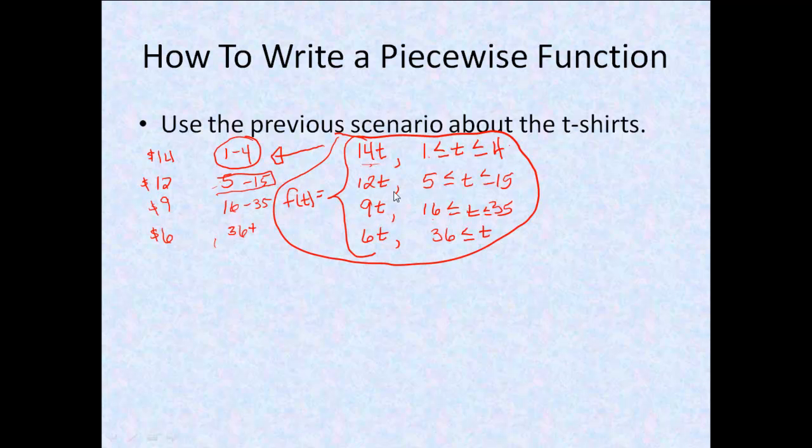So this is what a piecewise function is. It takes all those individual pieces and puts them together in one function. I know it's one function because I only have f of t, but now it's split off into these 4 different expressions for this one.